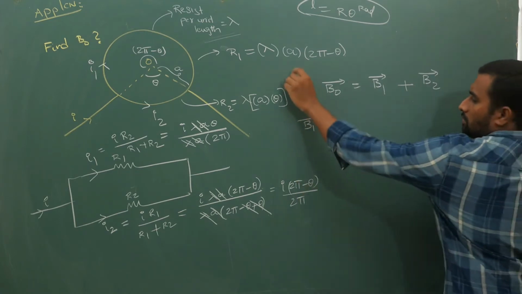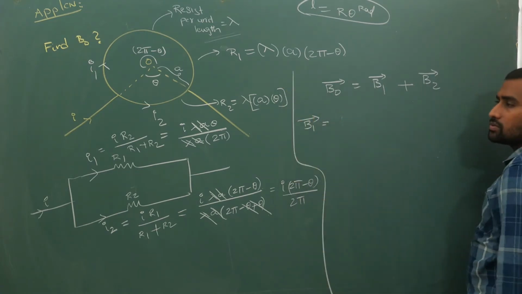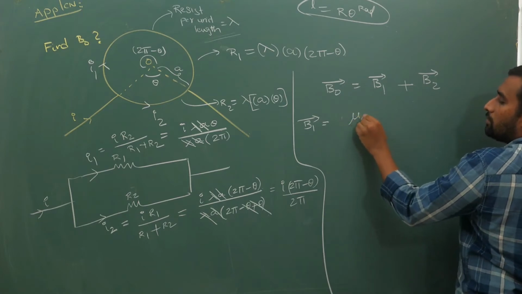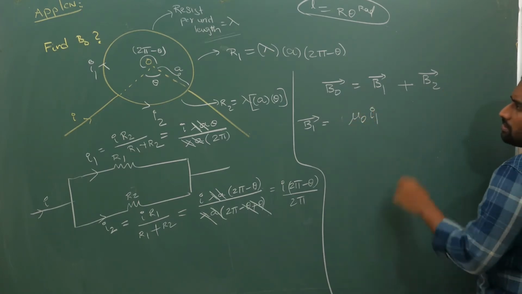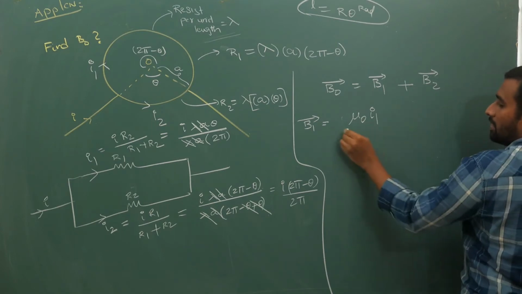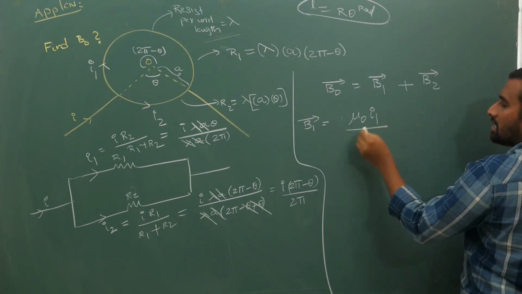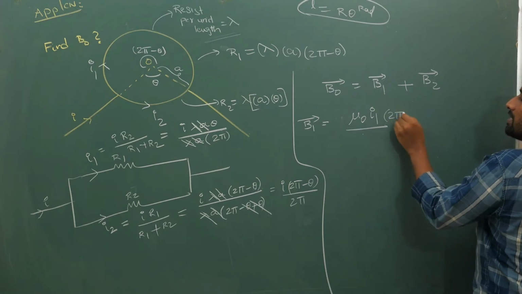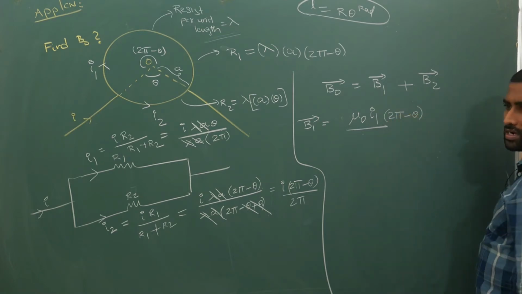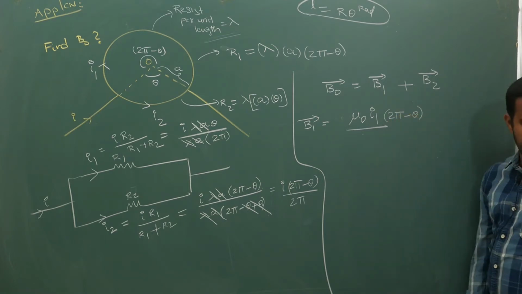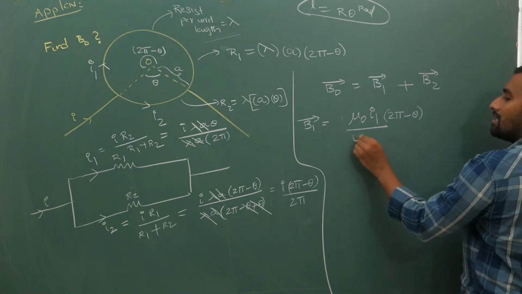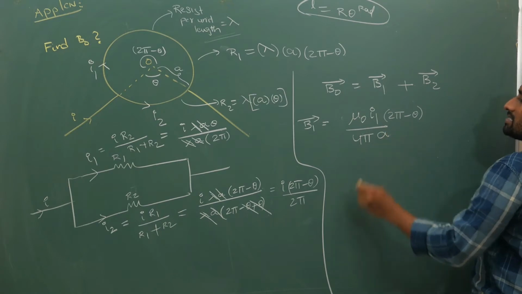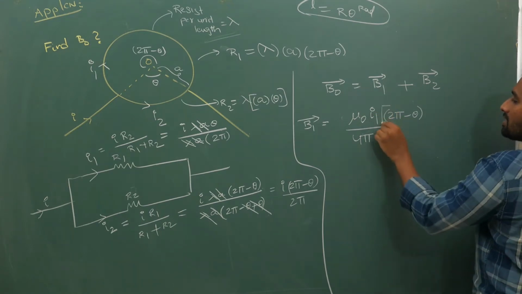Once you get these I1 and I2 values, your B1 is mu naught times I1 by, its angle being 2 pi minus theta. The relation for an arc is mu naught I by 4 pi times the radius a into the angle theta in radians.